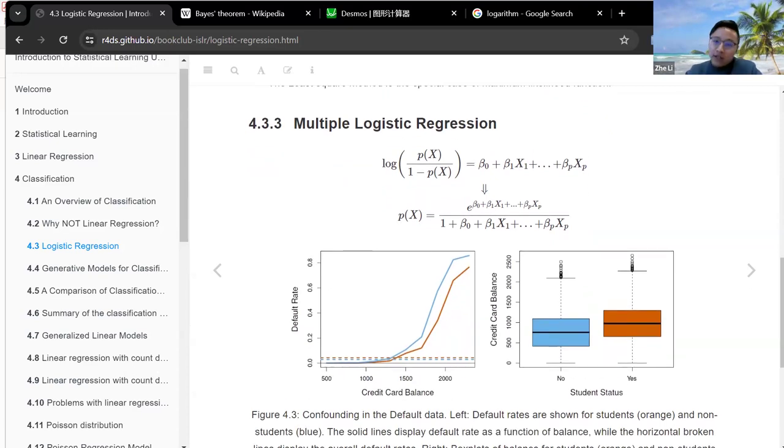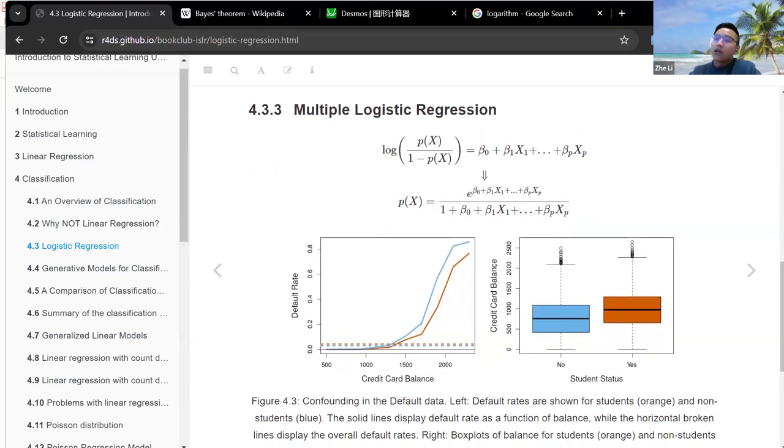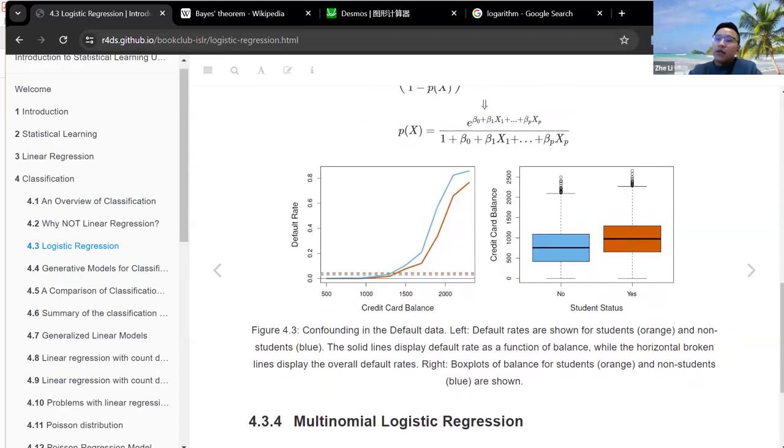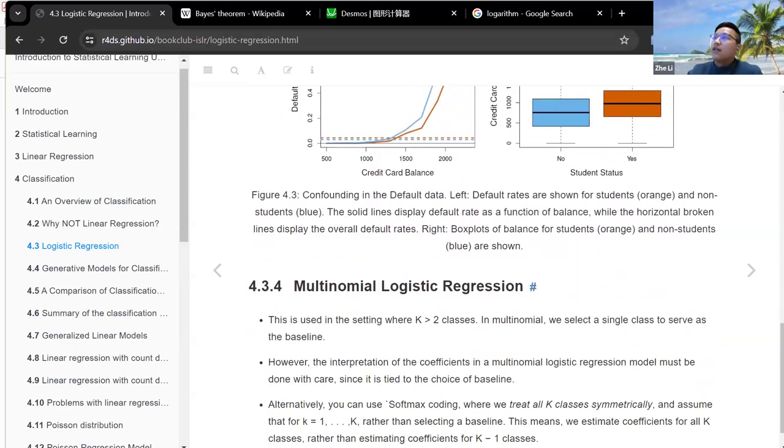And I don't know if I explained that clearly enough. So if you guys have any questions, you can bring them up. So far we have covered the basic logic of the logistic regression.